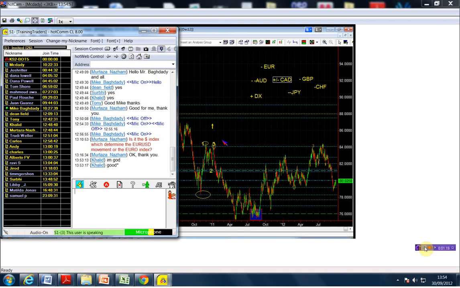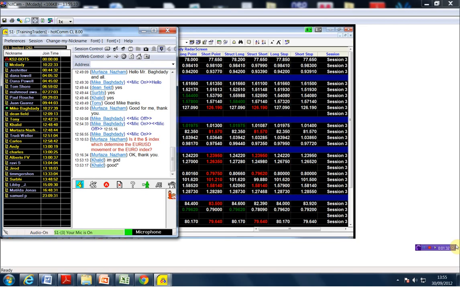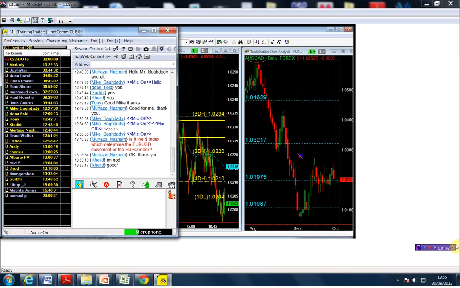Okay, so let's start with the Aussie pairs, because they are the weak ones. So let's start with the Aussie CAD. And this, again, as you look at the chart, this has been setting up very nicely.